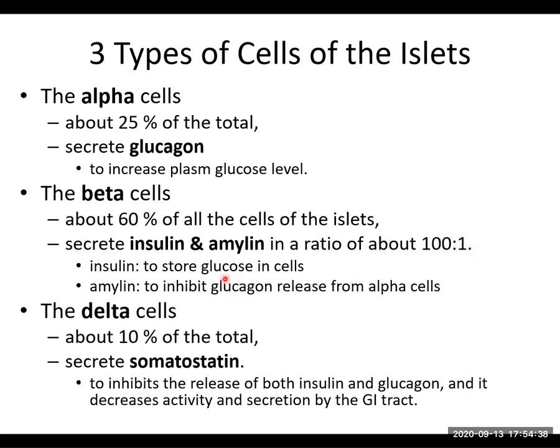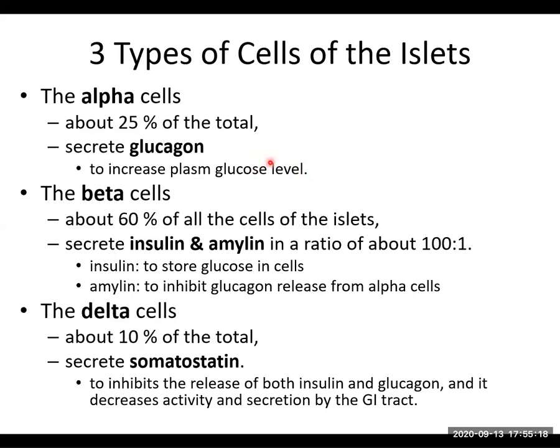And the next biggest portion is the alpha cell, which produces glucagon, and the delta cell produces somatostatin. Here, I also summarize their functions, but we will talk about their functions specifically later. But just to give you an idea, if we want to mention one thing about each of these hormones, for glucagon, you need to know that it increases the plasma glucose level.